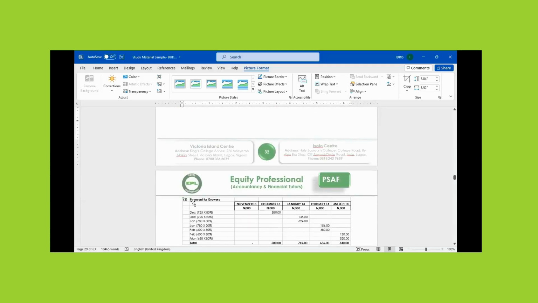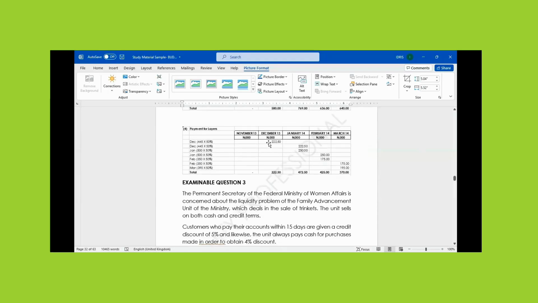For layers, for December, 50% will be paid in December, Abi? Yes. Why, the balance of 50% will be paid in when? January. The layers for December is 445. 50% of 445 is 222.5. 50% in December, 50% again in January, Abi?